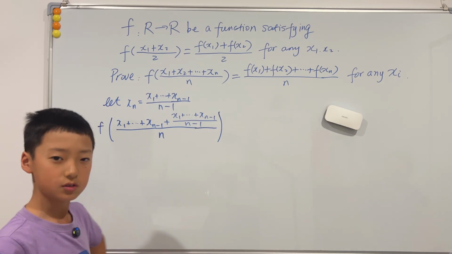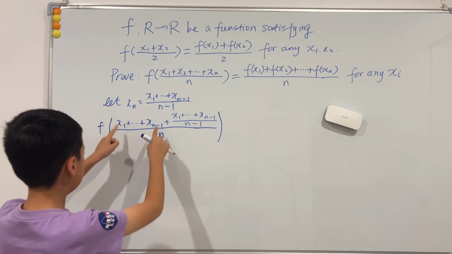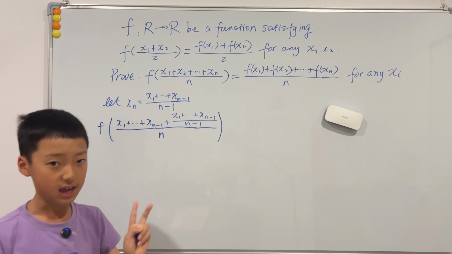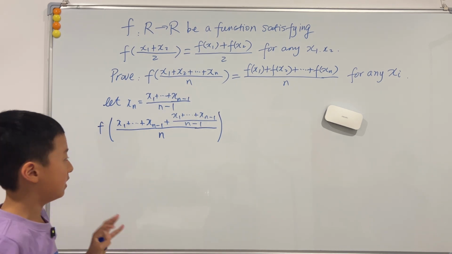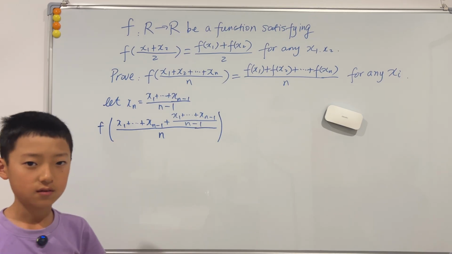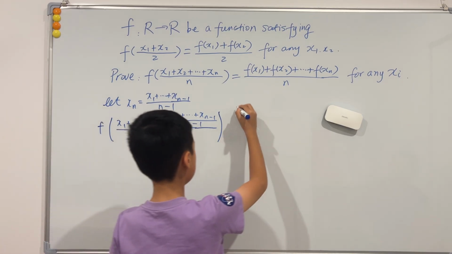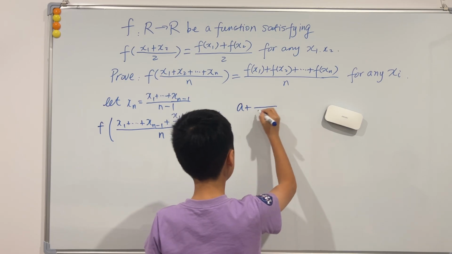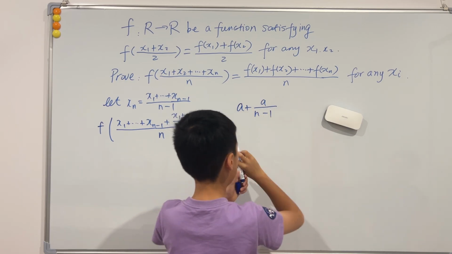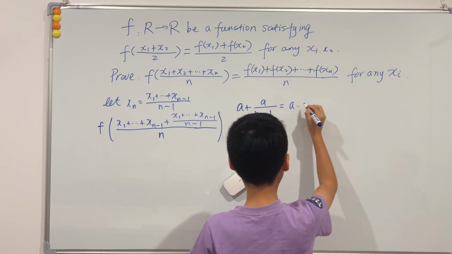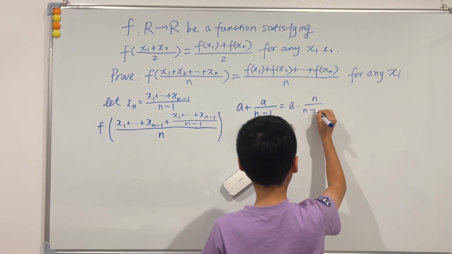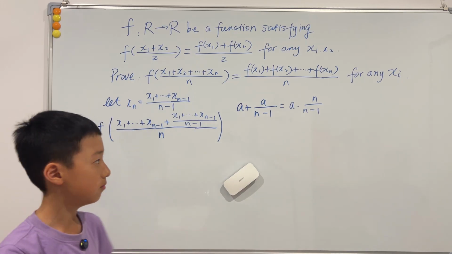Okay, so now if we let this whole thing, we pretend that it is just one number, then I'm going to give you a little demo. If this was a, then let's see what will happen. So a plus a over n minus 1. This will actually just equal a times n over n minus 1. And you can try this on your own.